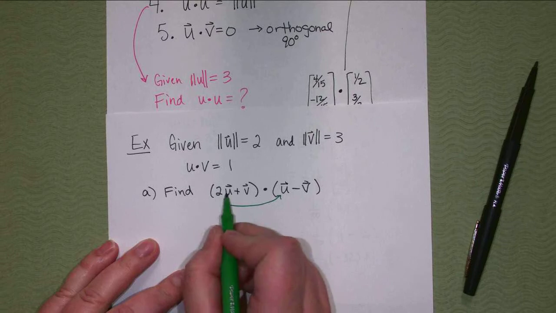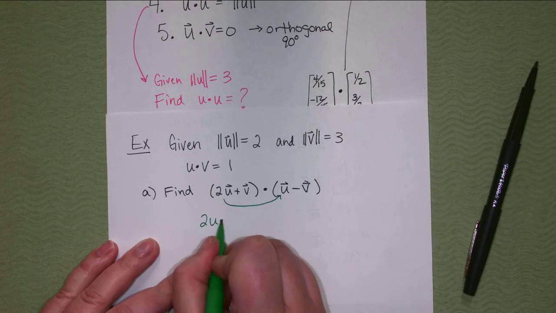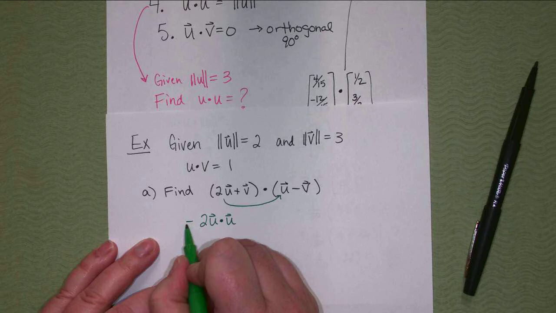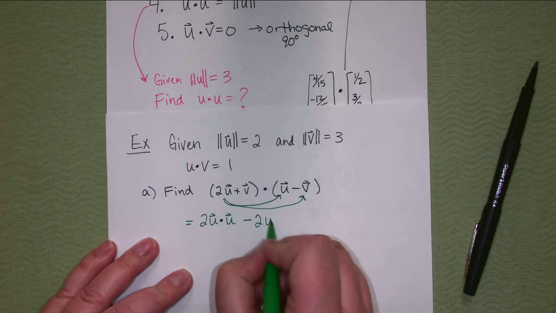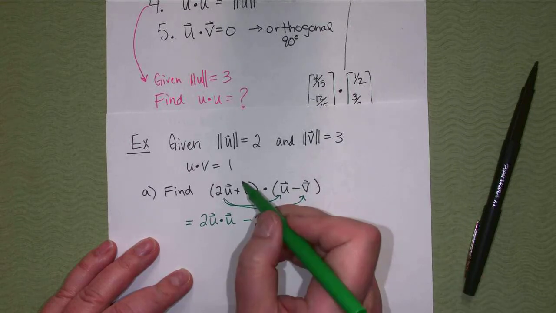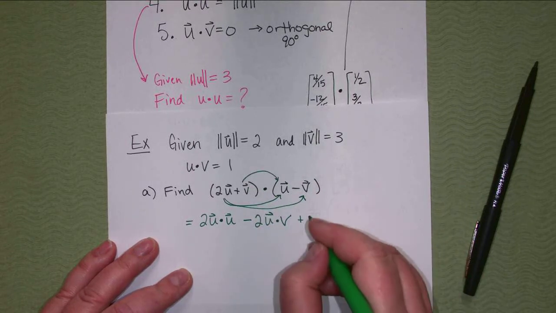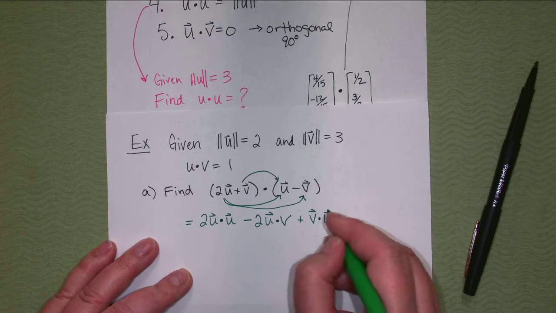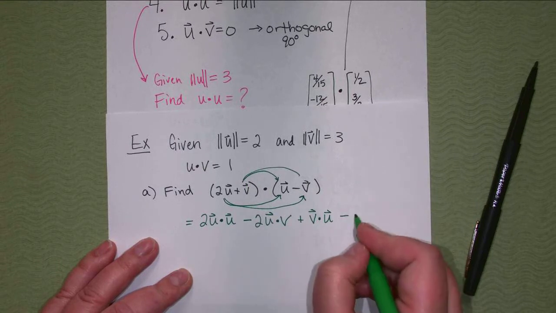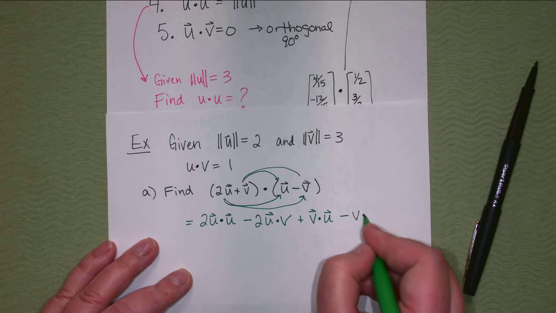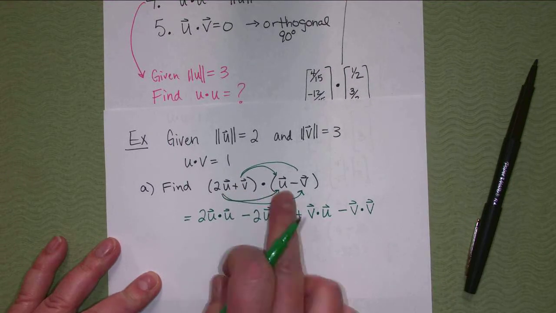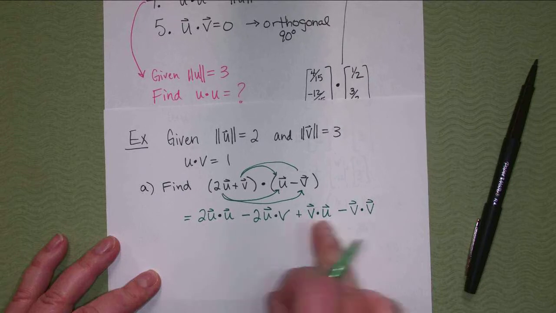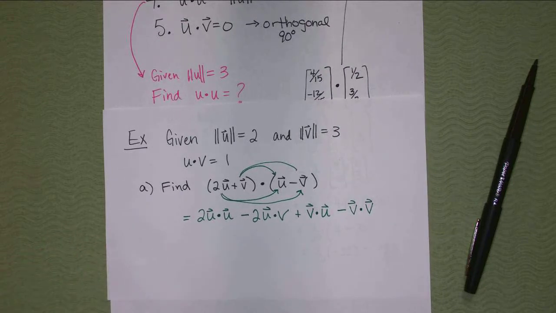2u times u is 2u dot u, make sure you put the dot in there, and then multiply that by v, so minus, because there's a minus sign, 2u dot v, plus v dot u, minus, don't put squared, because there's no such thing as v squared, it's v dot v. Because it's a dot product, you're doing a dot product of each, and the dot has to be in between them. You don't just put UV like you normally would do.